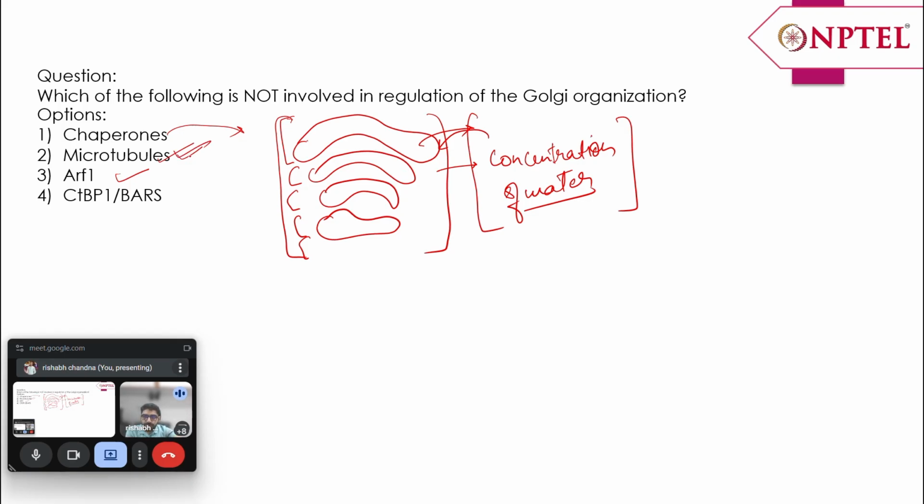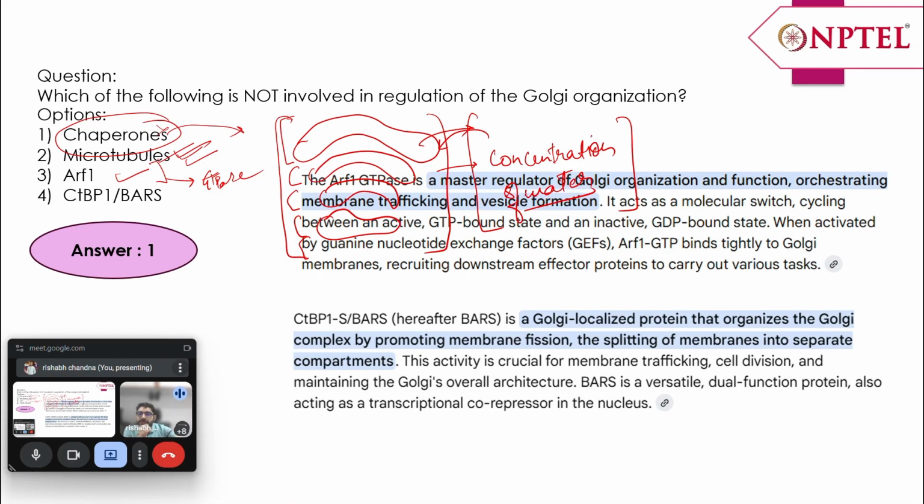So microtubules have a major function. Then ARF1 is a GTPase. So here the correct answer is chaperones, because it is not involved here. And ARF1 is a GTPase, so that helps in the Golgi organization and functioning, as well as in membrane trafficking and vesicle formation.